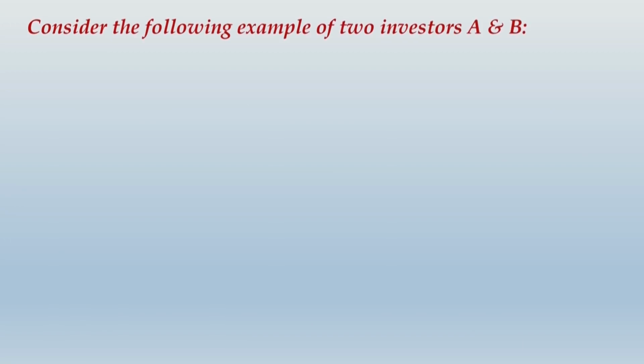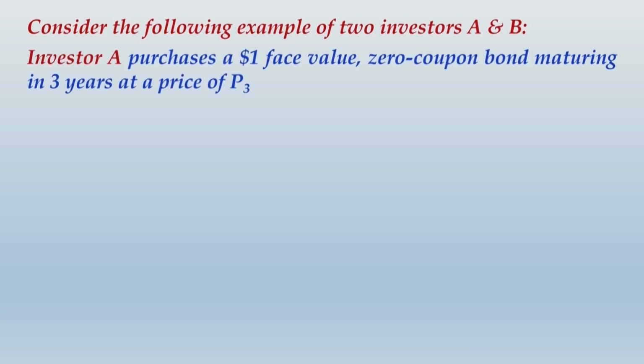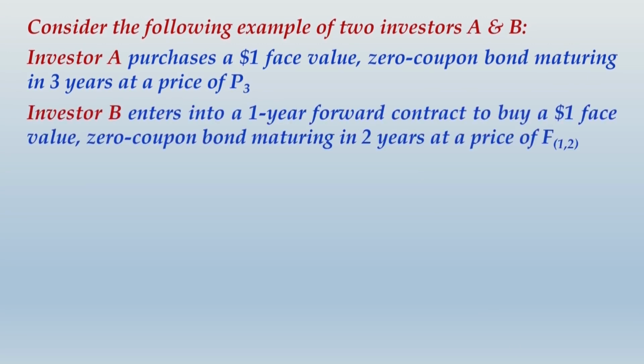Consider the following example of two investors, A and B. Investor A purchases a $1 face value zero coupon bond maturing in 3 years at a price of P3. Now this can be symbolized as P3 or DF3. Either way it is one and the same. Investor B enters into a 1-year forward contract to buy a $1 face value zero coupon bond maturing in 2 years at a price of F1,2.